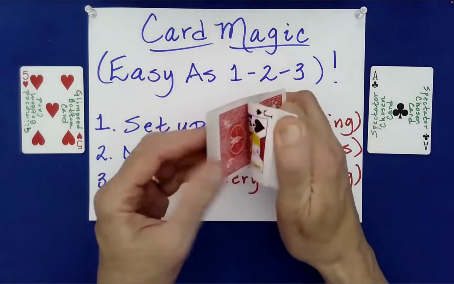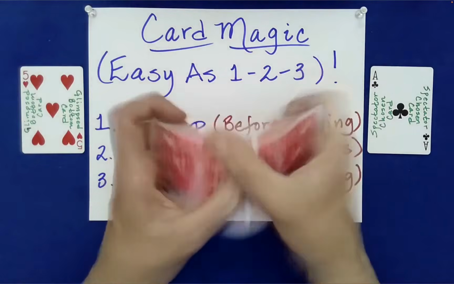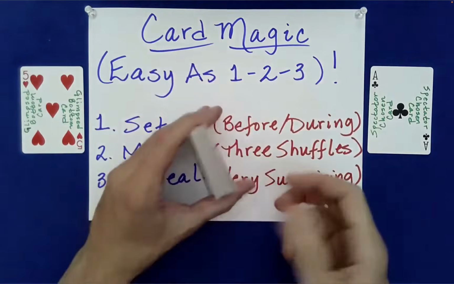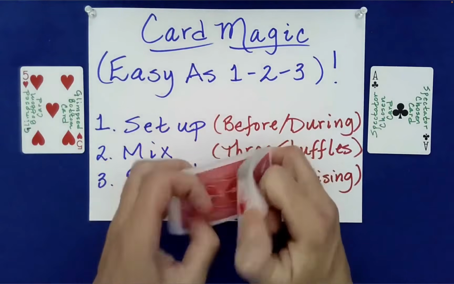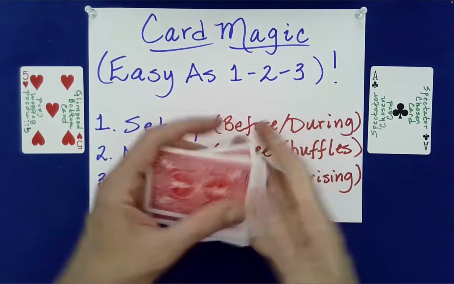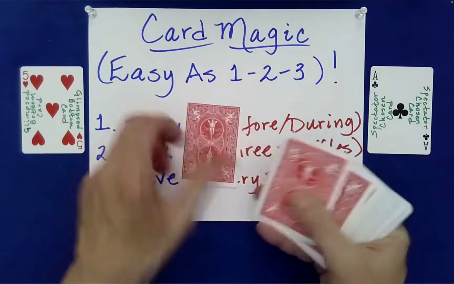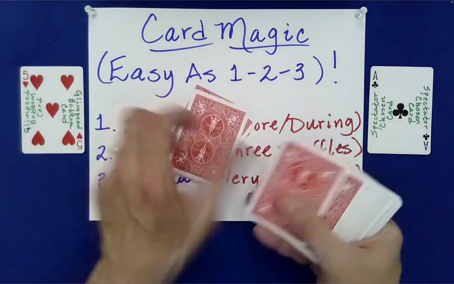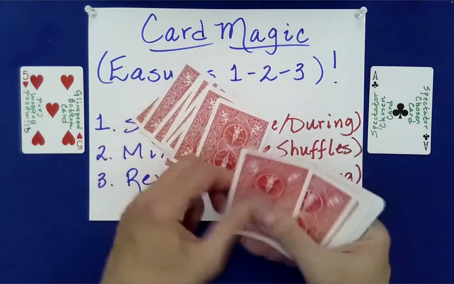Okay, we need 12 random cards for this card effect. And the spectator is free to choose those cards. So I'll go ahead and just deal out 12. 1, 2, 3, 4, 5, 6, 7, 8, 9, 10, 11, 12.